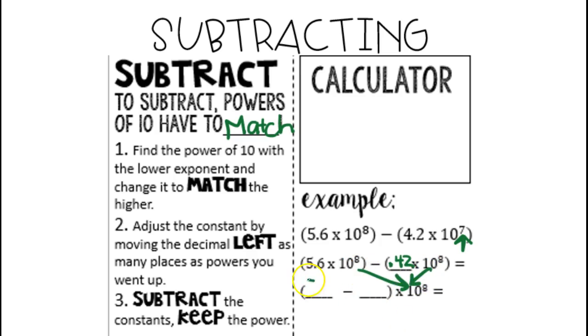Now that we have the same power, we can go ahead and bring that down. It's 10 to the 8th. And I can subtract my constants. 5.6 minus 0.42. I meant 5.6, sorry about that. 5.6 minus 0.42 is going to give us 5.18 times 10 to the 8th power.